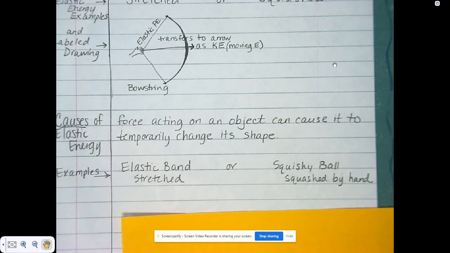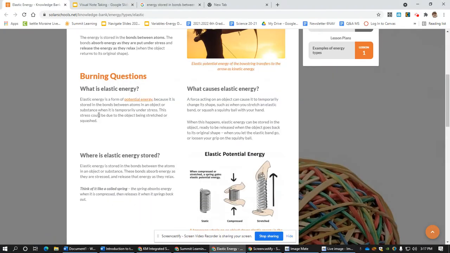And notice that I'm leaving a lot of space so that when I go back, it's easy for me to find that information as well. So you can pause if you need to get caught up. I'm going to continue on then to where it says, where is elastic energy stored? So I'm going to continue on to where is elastic energy stored. That again is what I'm going to put as my key word on the side of my Cornell notes.